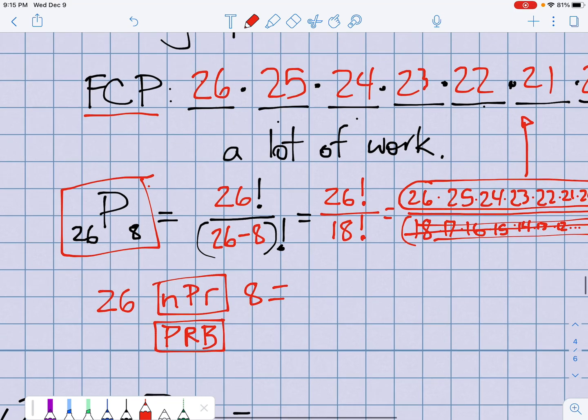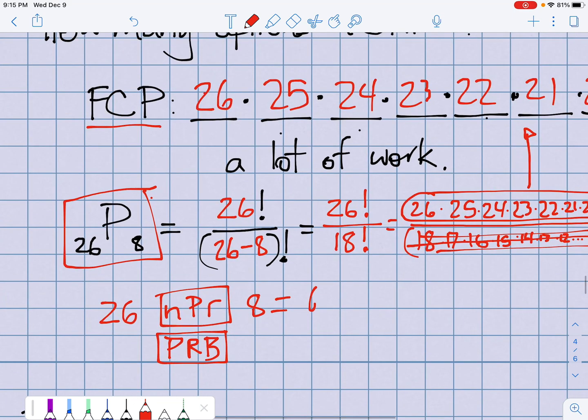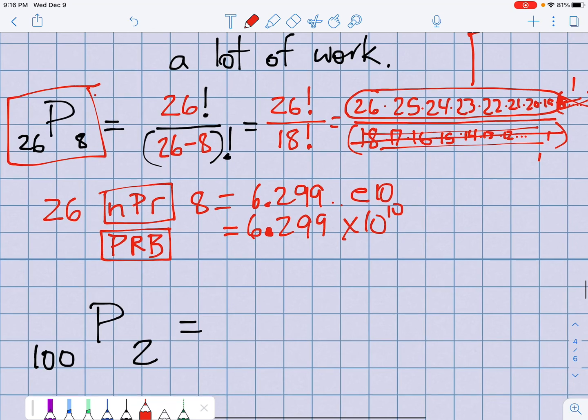It says 6.29... 6.299, and then some more numbers. And then it says something like E10. And what that means is, this is scientific notation for 6.299 times 10 to the 10th power, which means I'm moving the decimal spot 10 places over.